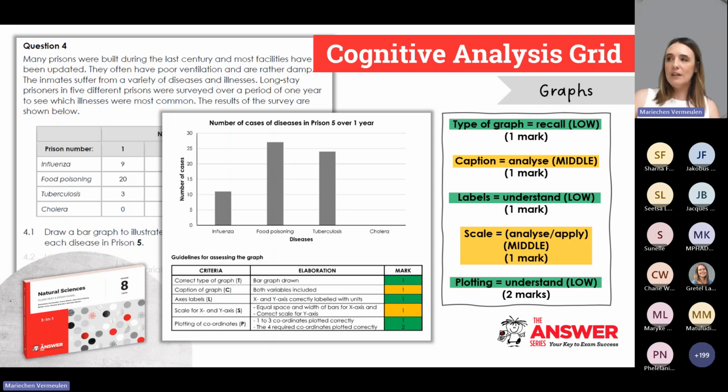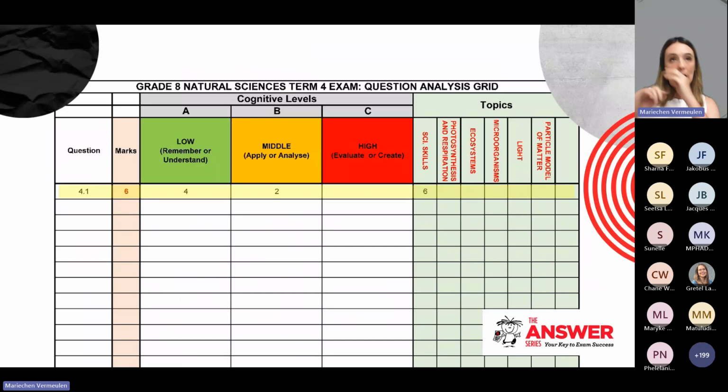Important slide, I think, for those of you who might not be aware of this. And then obviously how you input this into your cognitive analysis grid also is something that might be new to you. So you have 6 marks for the graph, but you can't put all 6 marks under one. You have to actually divide them according to the different sub-skills. So 4 of the 6 marks are usually awarded for low order, 2 of the 6 marks for middle order. And then you could either have under topics a specific one for scientific skills, or maybe connect it with whatever topic you are assessing.